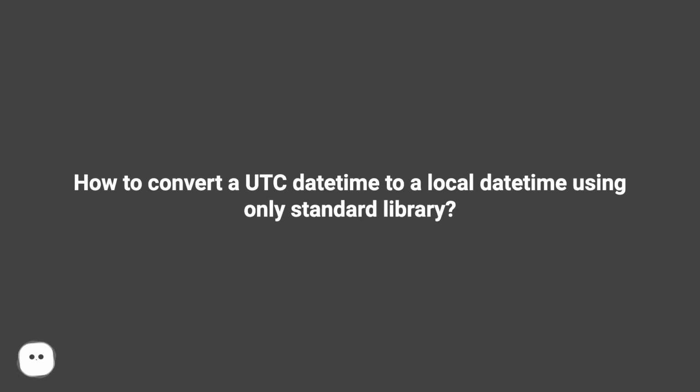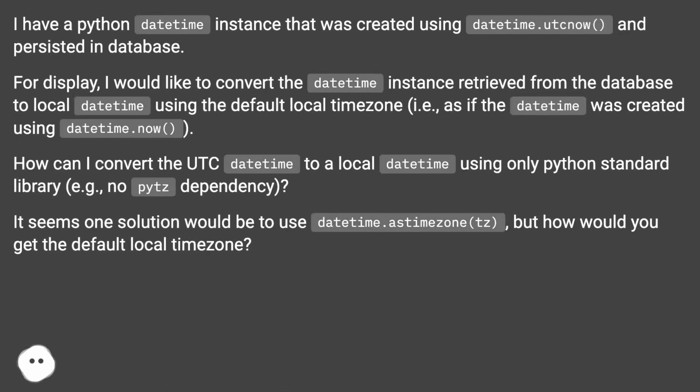How to convert a UTC datetime to a local datetime using only the standard library. I have a Python datetime instance that was created using datetime.utcnow and persisted in a database. For display, I would like to convert the datetime instance retrieved from the database to a local datetime using the default local time zone, i.e., as if the datetime was created using datetime.now. How can I convert the UTC datetime to a local datetime using only the Python standard library, for example, no pytz dependency?